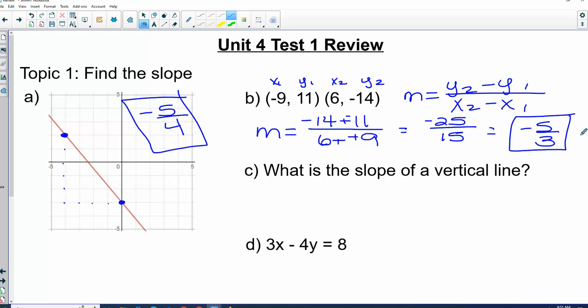Who can tell me the slope of a vertical line? Undefined. Which one has a slope of 0? The horizontal. Think about rise over run. All right, D.